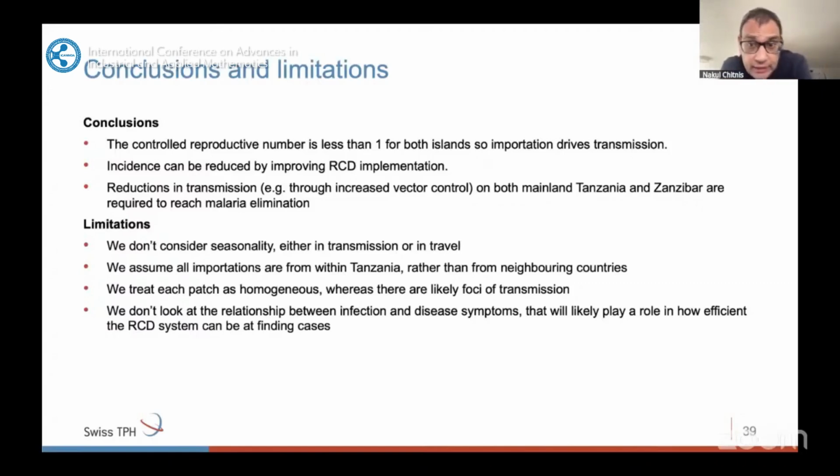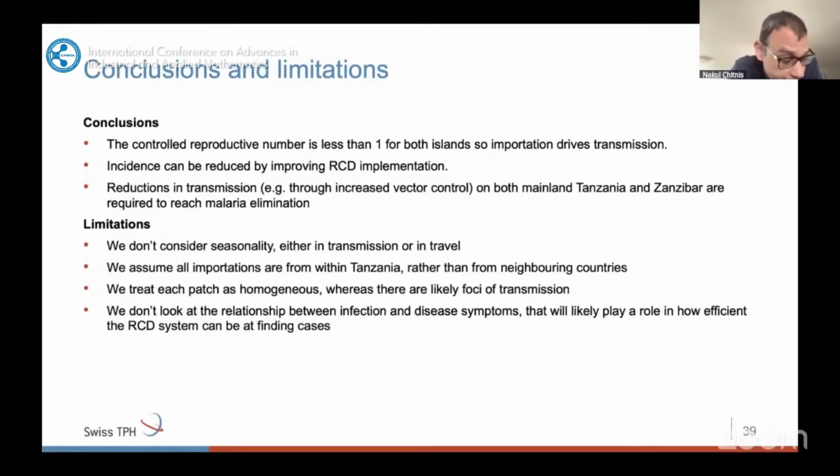So again, in both these islands, it's really importation that's driving transmission, and we can reduce incidence through improving interventions, but really we need to get all these interventions together. And if we want to eliminate, we really need to target malaria in both mainland Tanzania and Zanzibar to get rid of malaria.